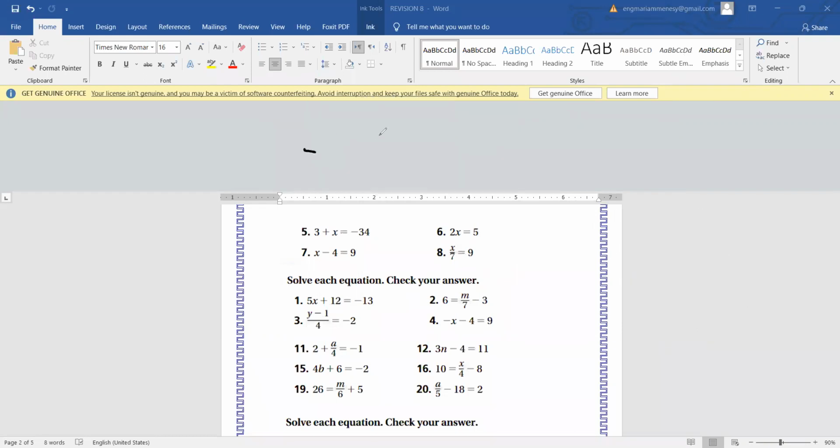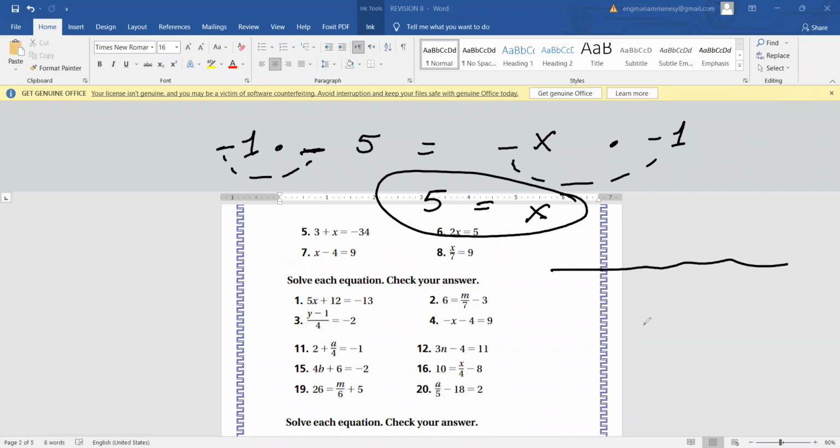Okay, my dear, if I have negative 5 equals negative x, how can I remove the negative beside x? You must multiply both sides by negative 1. Negative times negative will be positive. 1x will be x. Negative times negative will be positive. 1 times 5 will be 5.